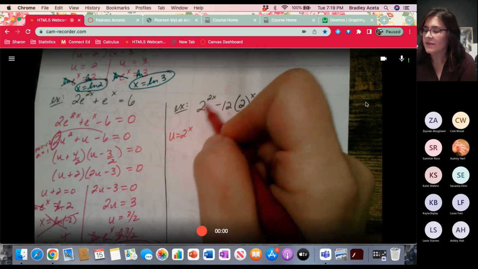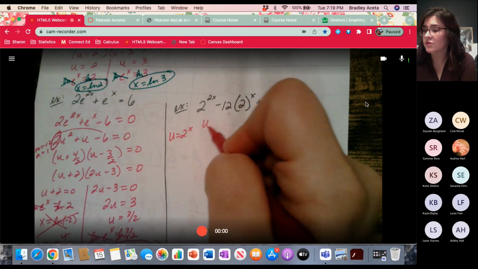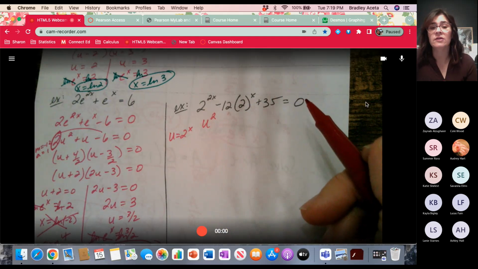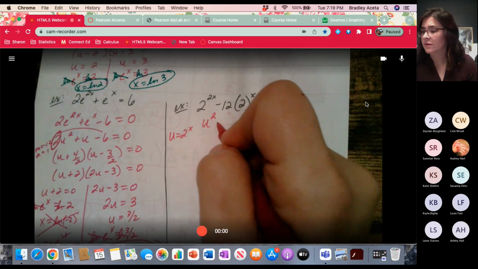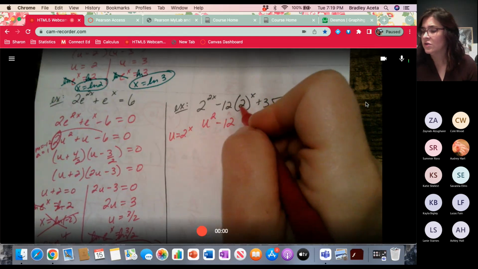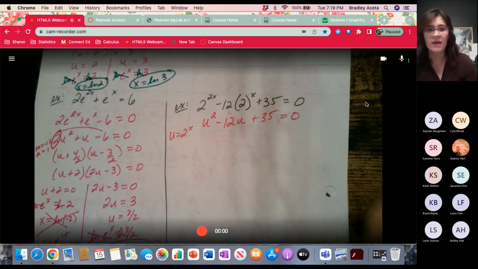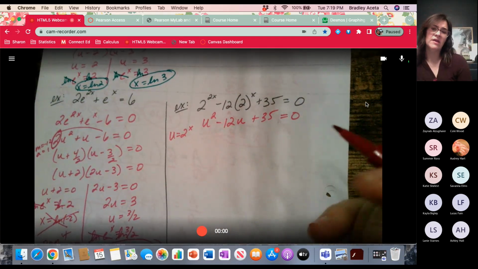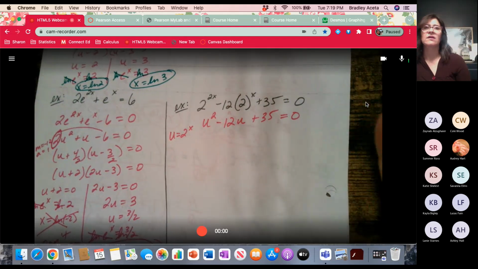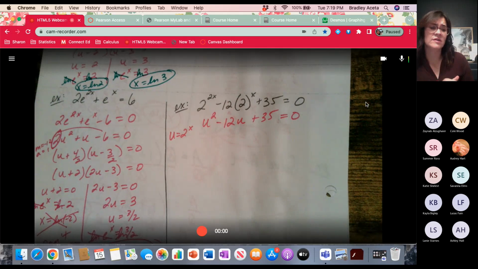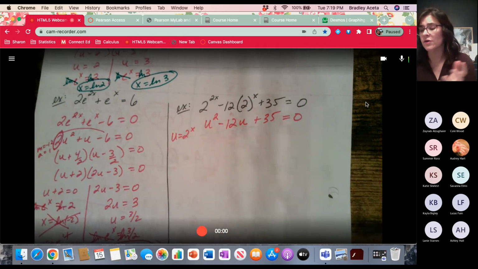And so what that does for this one right here is this actually is u squared. 2 to the 2x would be u squared. Minus 12, this is 2 to the x, which is u. That's what I let u be, plus 35. And I do exactly the same thing again. You got to look for these. They're tricky because they look so complicated. But if you see 3 terms, set it equal to 0, and then be like, I bet this is a trinomial. And it's usually the middle term is what you call your u.